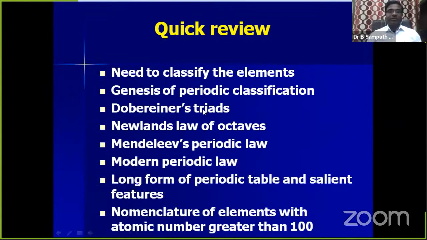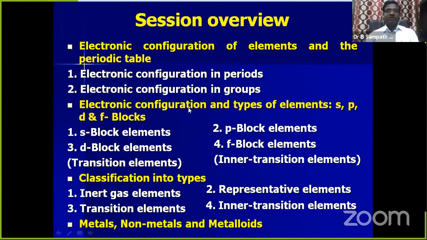Children, these are the topics we discussed in the last session: the need to classify the elements, genesis of periodic classification, Dobereiner's triads, Newlands' law of octaves, Mendeleev's periodic law, modern periodic law, the long form of the periodic table and its salient features, and nomenclature of elements with atomic number greater than 100. And this is my today's session.